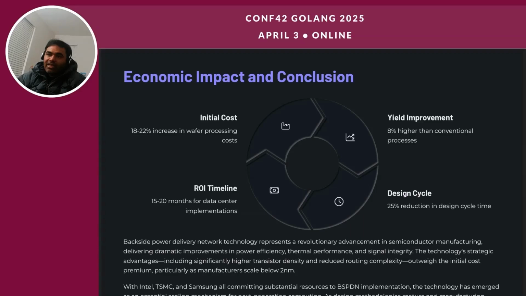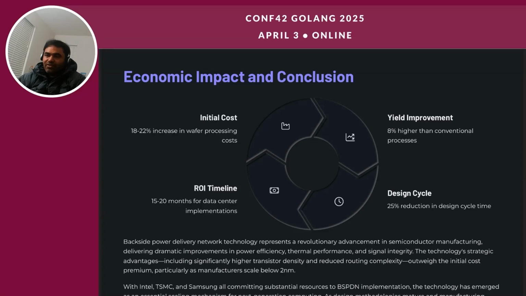Economic impact and conclusions. The initial cost of this will increase by 18 to 22%. Return on investment timelines will be 15 to 20 months for data center implementations. Yield improvement is 80% higher than the conventional process. The design cycle sees a 25% reduction in cycle time. This is an advanced technology.